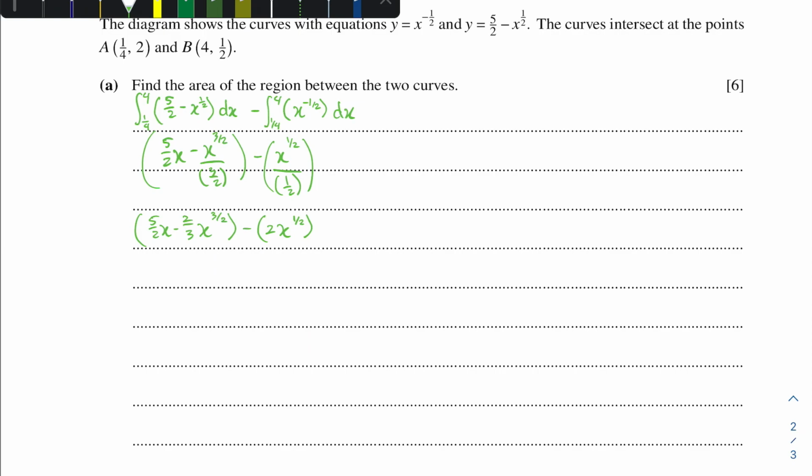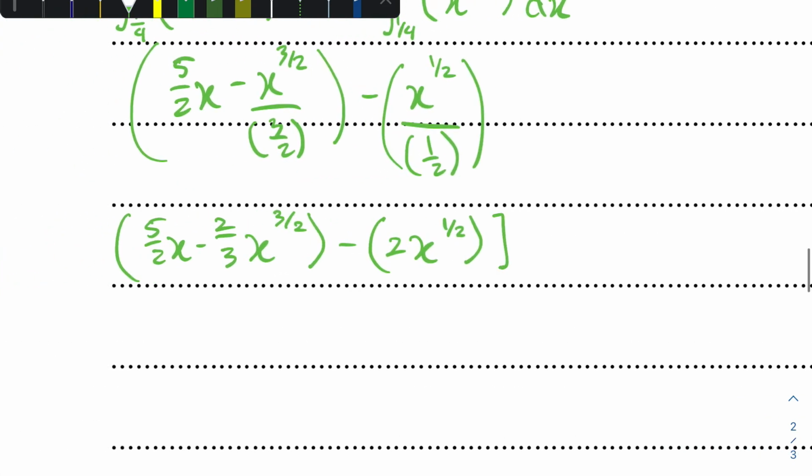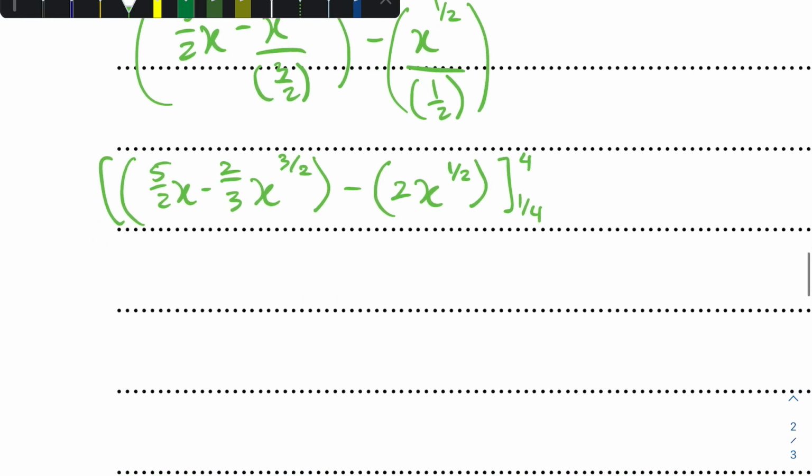So what we're going to do now is basically, this is actually inside a bracket, from 1 over 4 to 4. So now I'm gonna substitute 4 into each of the x's. Just gonna do that. So it's going to be 5 over 2 times 4, minus 2 over 3 times 4 to the power of 3 over 2.